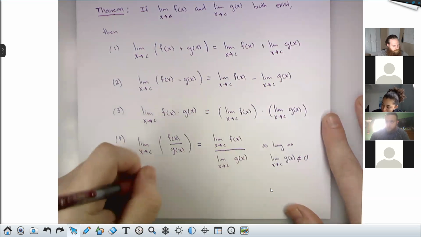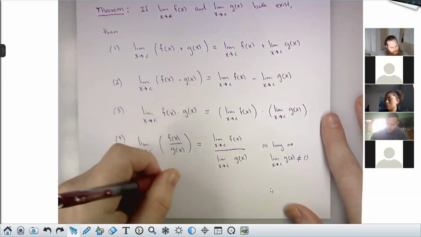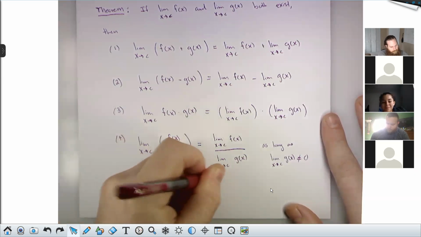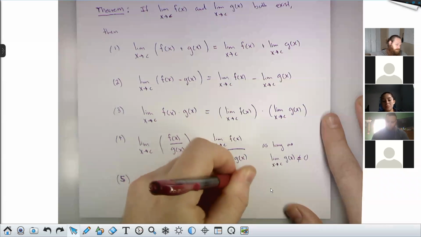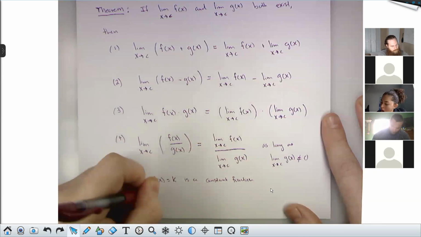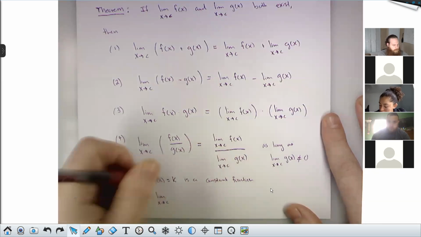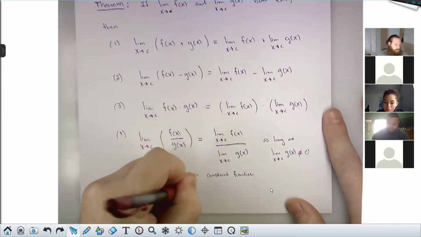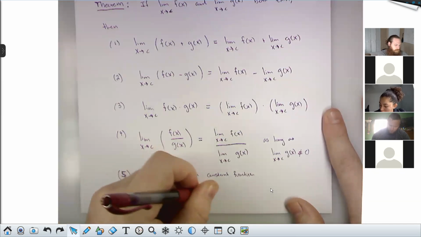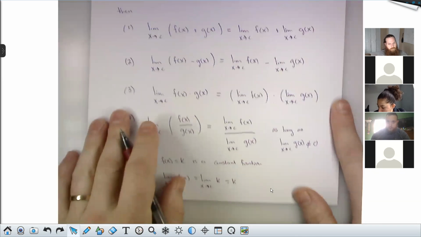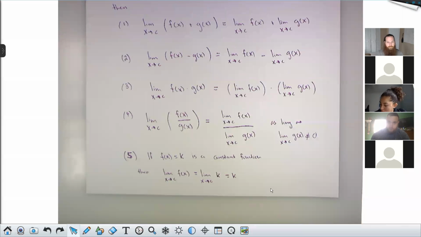Now, number 5 here, if we want to take the limit of a constant function, then for any c, the limit of a constant function is just that constant. So these first 4 are sort of foundational. They tell us how the limit operator plays with the various algebra operations. These things I'm going to show you now are kind of special cases, or very particular limits that we use often, or some rules that may not be as intuitive or as obvious as the first 4.